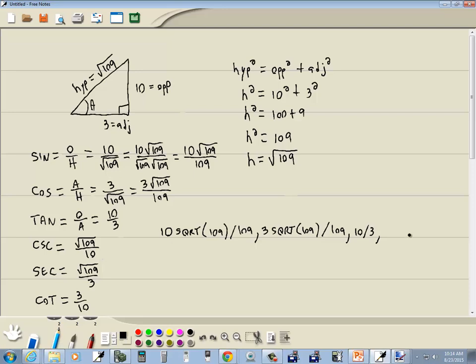And then I'll put cosecant. So we'll have square root of 109 divided by 10, comma, and then we'll put secant. So we'll have square root of 109 divided by 3, comma, and then I'll put cotangent, which is 3 over 10. And that's how you'd enter it into the LMS for verification. Don't put any extra spaces, just type in exactly as you see it there.